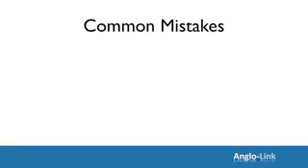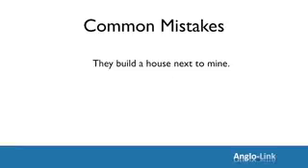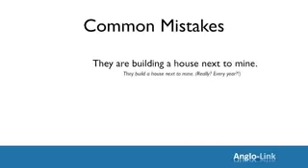Let's look at another example. They built a house next to mine. Do they really? Every month? Every year? Regularly? It doesn't make sense. You're referring to something that's just happening now, and it will end sooner or later. So, once again, we need the present continuous. They are building a house next to mine.